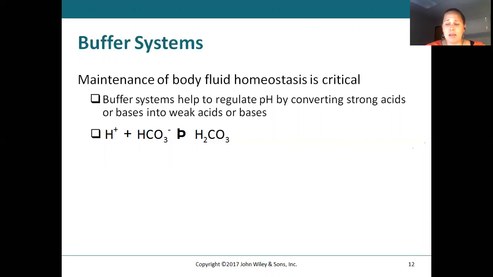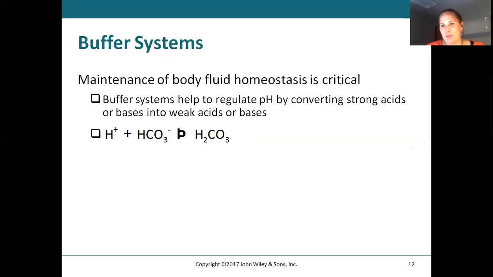So, buffer systems, because we want things to stay neutral. Maintaining homeostasis is so important for the body that it doesn't want to deviate greatly from that neutral pH of 7 in most places, not all places, like I said. So there are buffer systems set up in order to maintain that neutral pH. This converts strong acids or bases into weak acids or bases, meaning it makes them far less likely to donate a hydronium ion or a hydroxide ion. It makes them hold on to them a little more tightly. That's probably the easiest way to say it chemistry-wise.